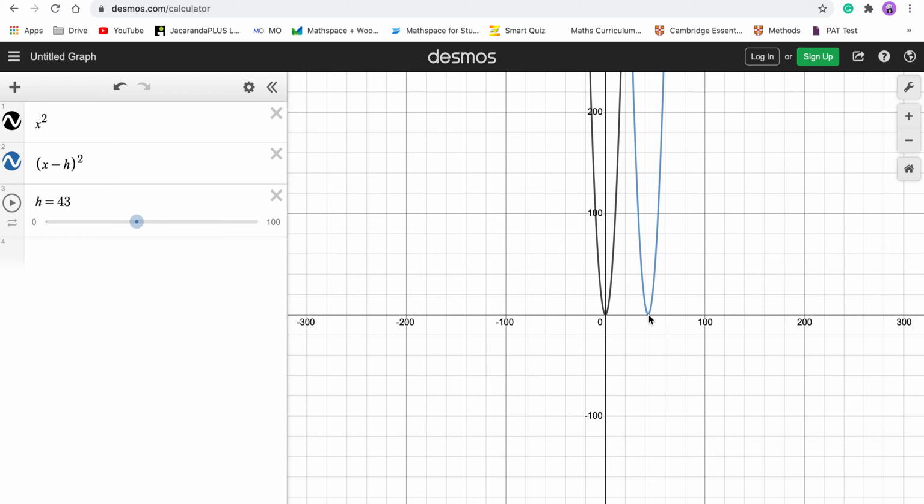So I know that this point here is going to be 43. And I continue moving. Now h is 63, so I know that this point here is 63, and I keep moving. And then when I reach 100, it goes to 100. So it translates how many units to the right, depending on the value of h. So if h is 100, it's going to translate 100 units to the right, okay? Good. I want to explain why this is the case.